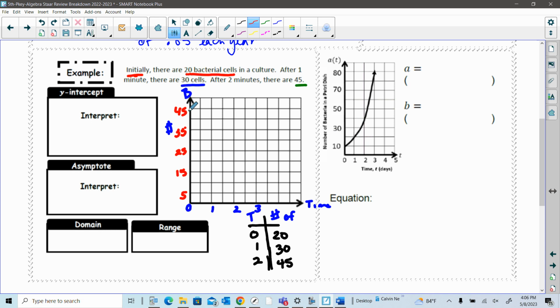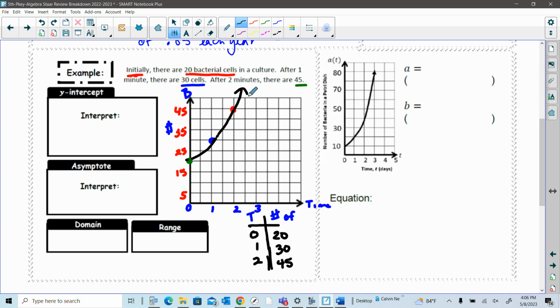Alright, so our initial amount was at 20 at 0. So that's starting right here. Then at 1 minute, we went to 30. So that's here. And then at 2 minutes, we are at 45, which is here. So we're trying to get you to see that this is an exponential graph. And then from getting that graph, we can answer our questions here.